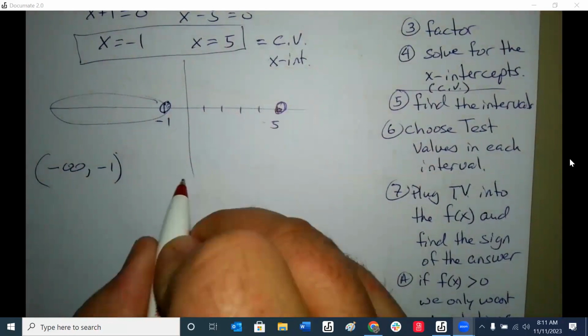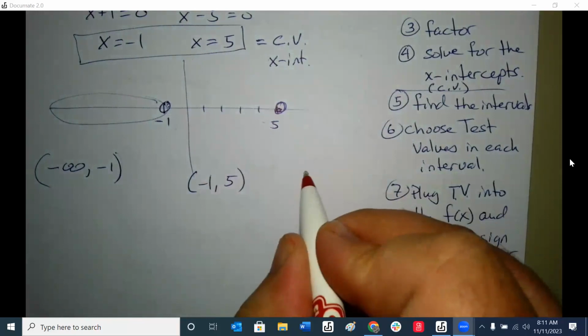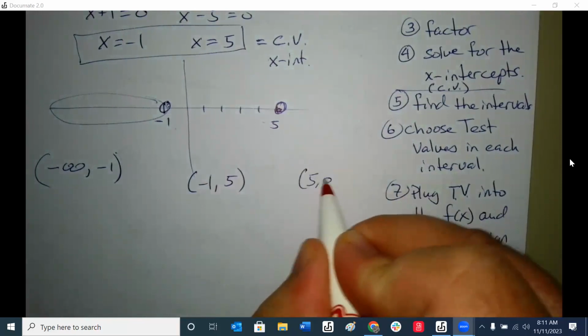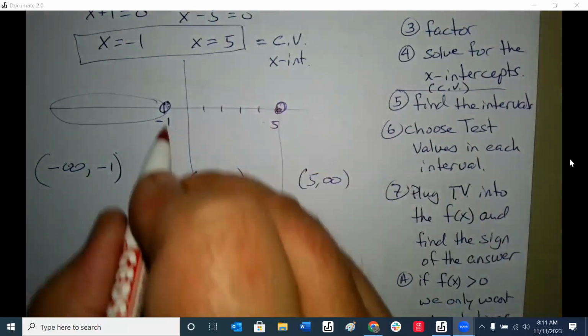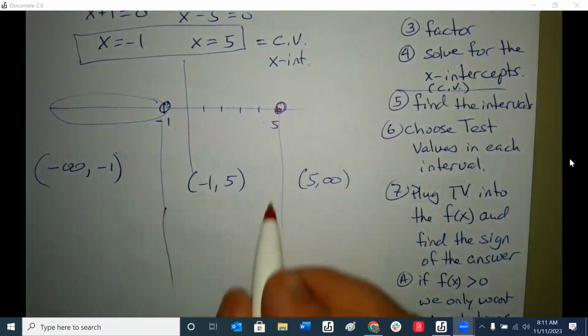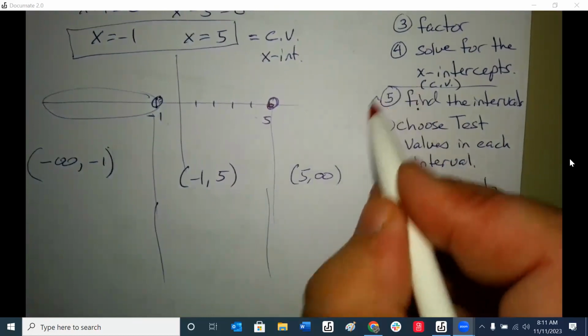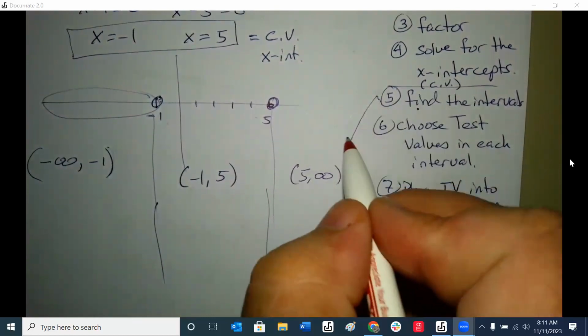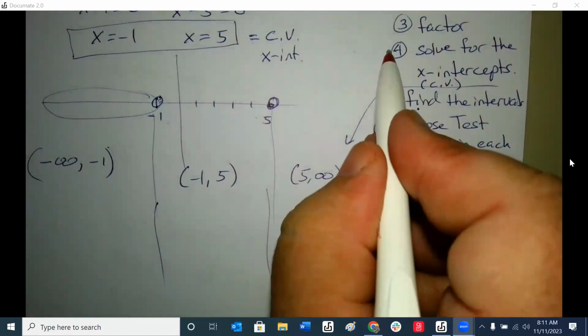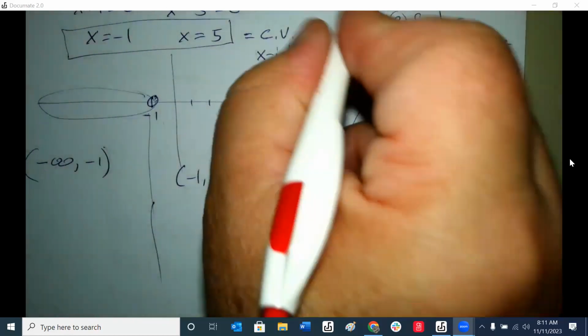Then I look at between here. I look at -1 to 5. And then I look at from 5 to positive infinity. I look at all those numbers. These are the intervals. I solved. I factored. I set it equal to 0.